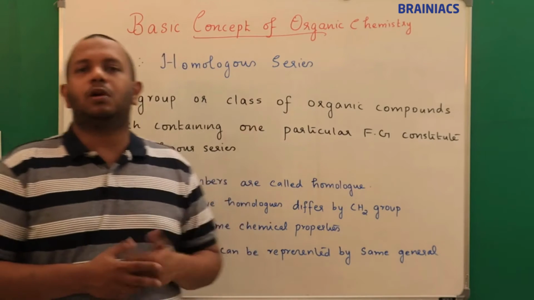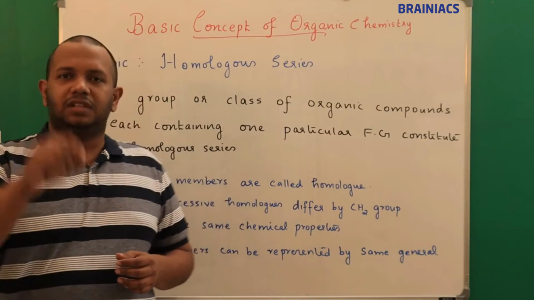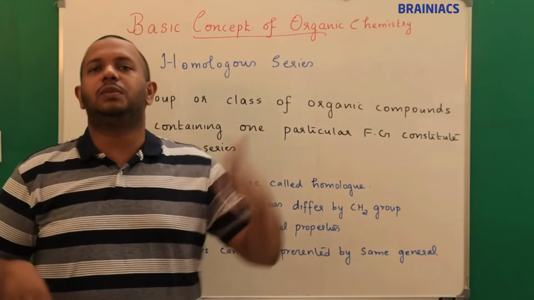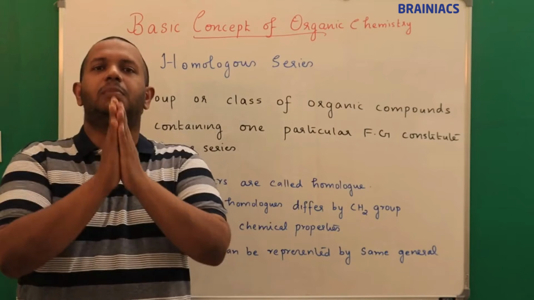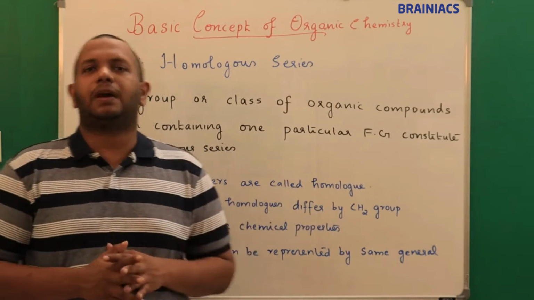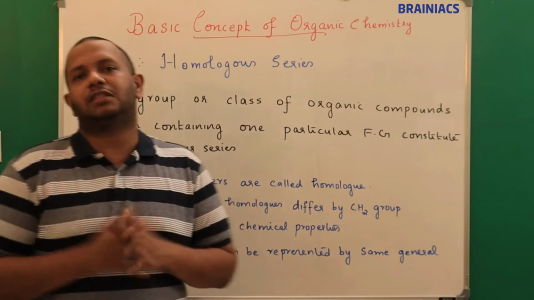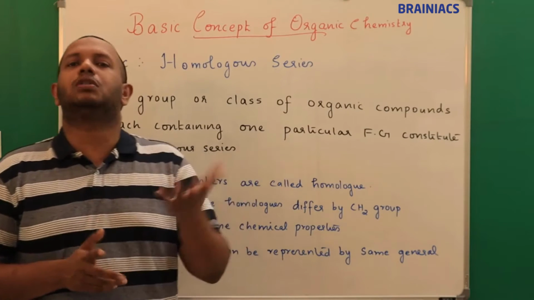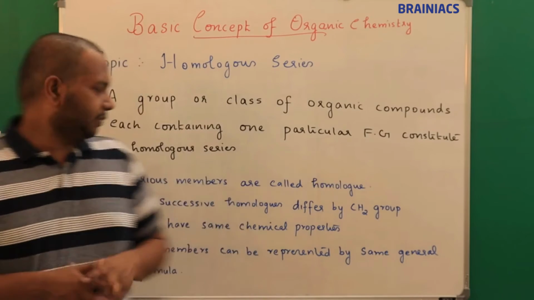And the next homologue, how can I add it? By adding a CH2 group to that. So it will become CH3CH2OH, which is ethanol. So methanol and ethanol differ only by a CH2 group. I can say they are a pair of homologues, and they will have the same method of preparation. Why do we say that? Because both are alcohols and their method of preparation remains the same.